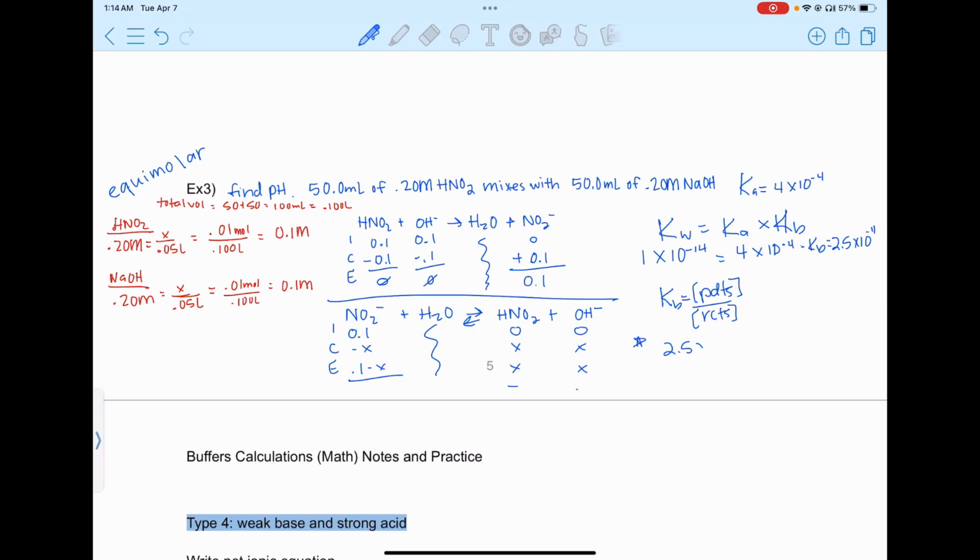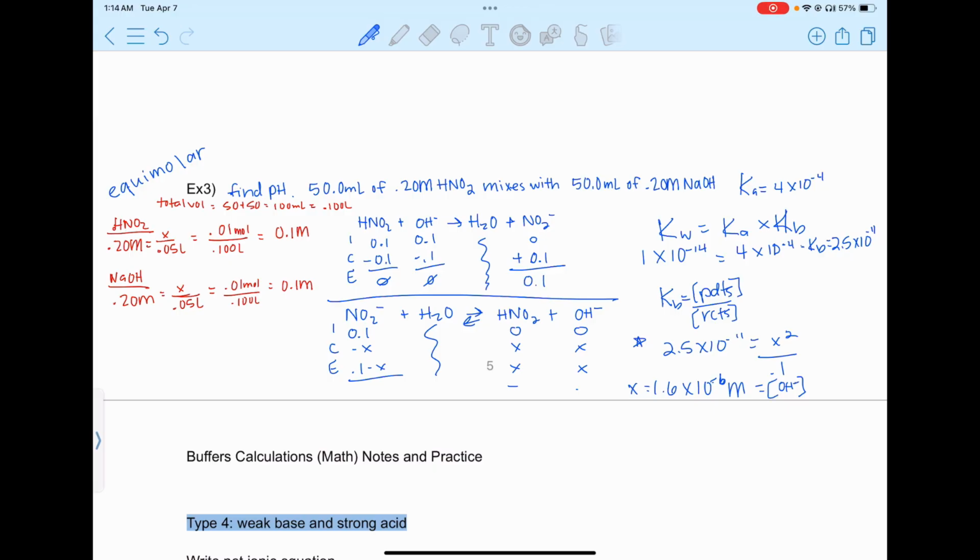So 2.5 times 10 to the negative 11 is equal to x squared. So products are x times x over 0.1. From there I solve for x and I find that x is equal to 1.6 times 10 to the negative 6 molarity. Remember that x is equal to HNO2 and OH negative. Which one of those two things is going to actually help me to get a pH? It's going to be the OH negative.